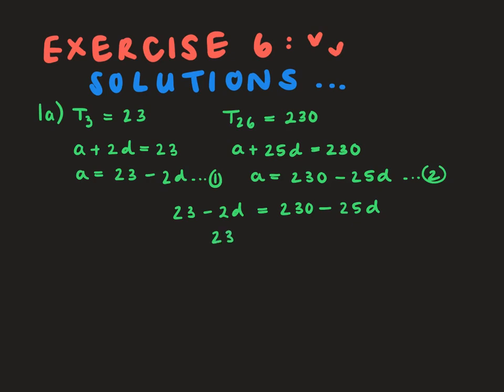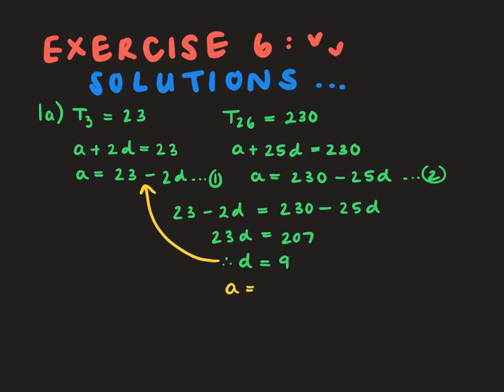All right, so what do we get? 23D will be equal to 207. Dividing both sides by 23, we get that D will be 9. Amazing. Okay, so we know what our constant difference is. And all I'm going to do now, I'm going to take this and I can sub it back into either one of your equations, right? It doesn't matter if you do it in equation 1 or 2. Let's just do it in equation 1.